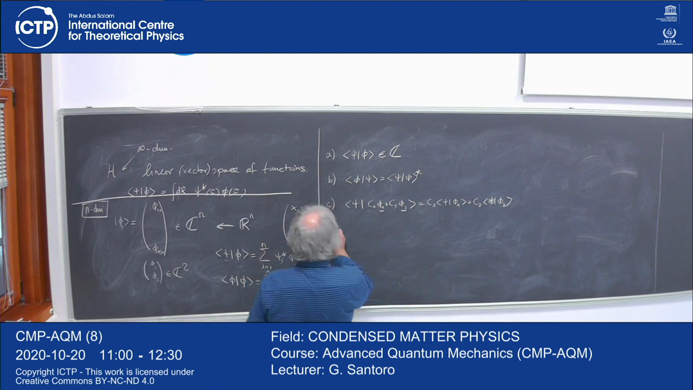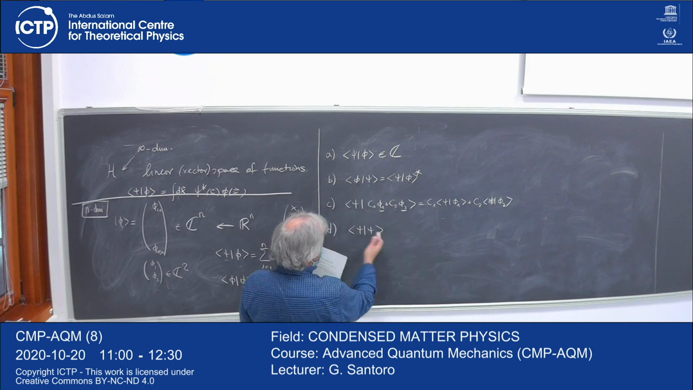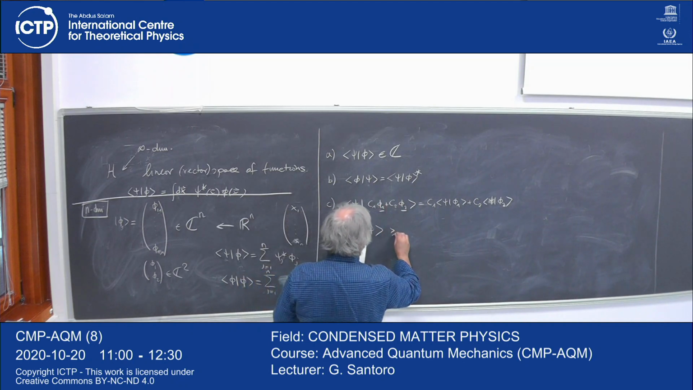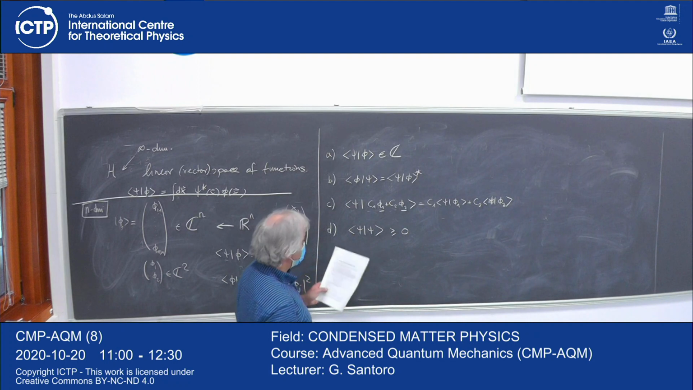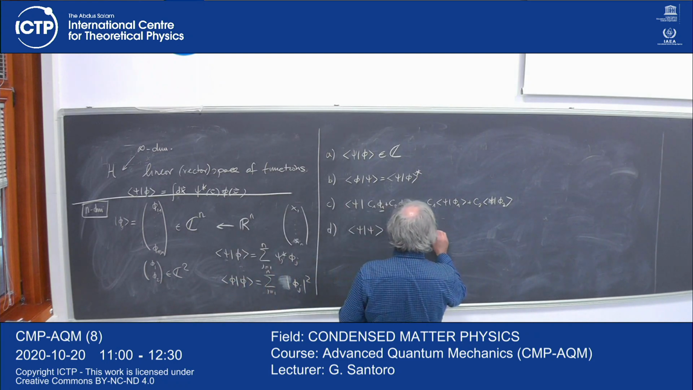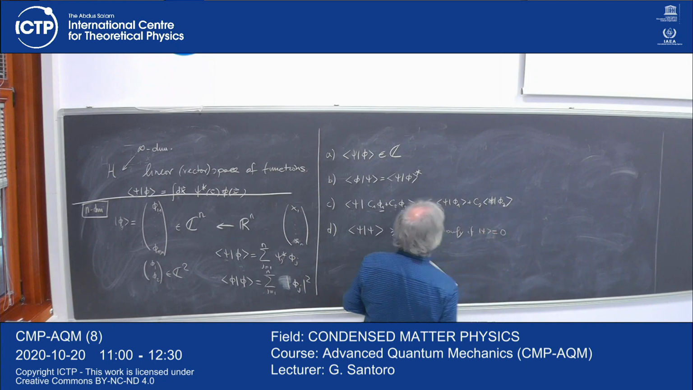And property D is that for any psi, the scalar product of psi with itself is not only real, okay? It is real because of B, but it is also non-negative, and in fact, the equality holds only if the state psi is equal to the zero of the space.